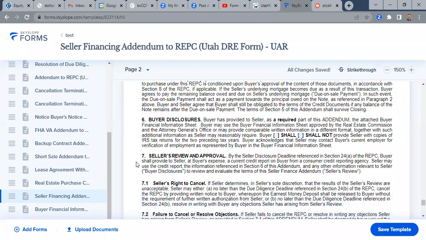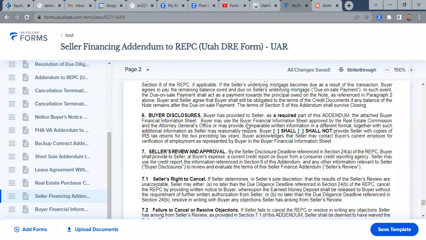Okay. The attached buyer, let's see, buyer may use the buyer financial information sheet approved by the Real Estate Commission and the Attorney General's office, or may provide comparable written information in a different format together with such additional information as seller may reasonably require. Is it reasonable that a seller says, hey, go get pre-qualified with my lender? Absolutely.